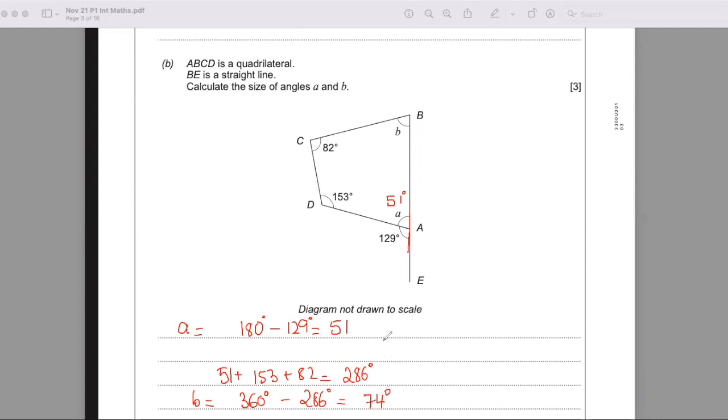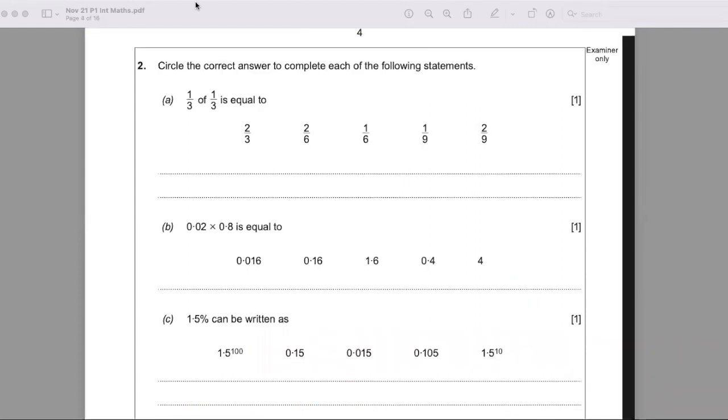Just make sure you do all the working out using a column method if you need to. Question 2, circle the correct answer to complete each of the following statements. Now, in the worst scenario that you can't answer these questions, remember these are multiple choice questions, just circle something. Don't leave any question blank. But of course, I hope with the video you'll be able to work out these questions below.